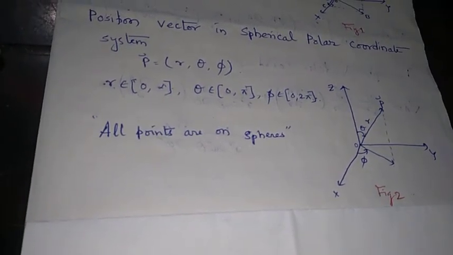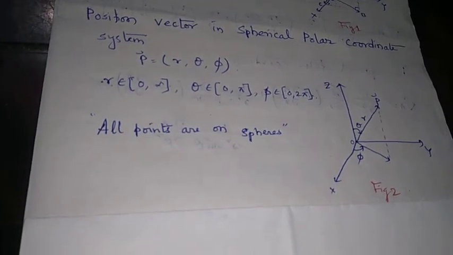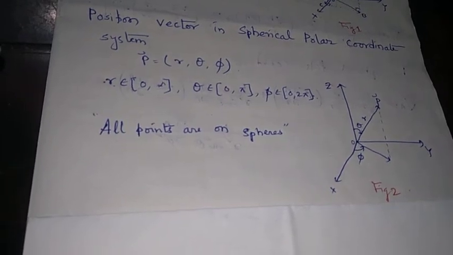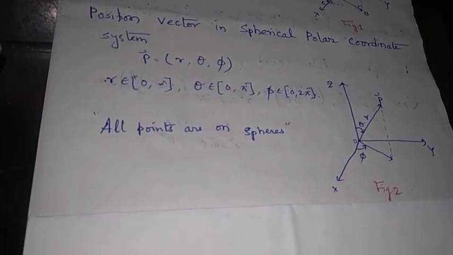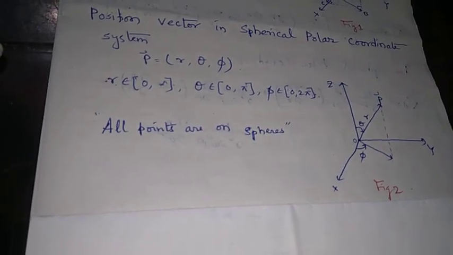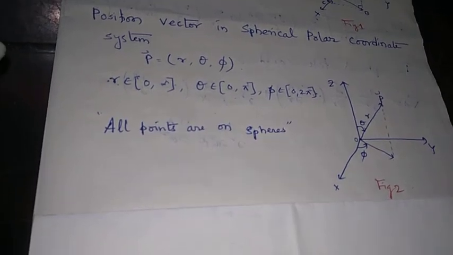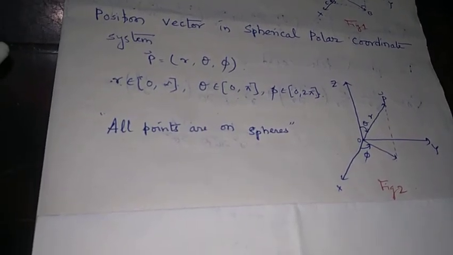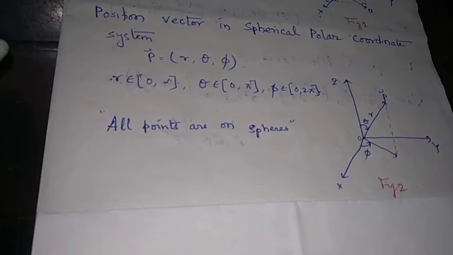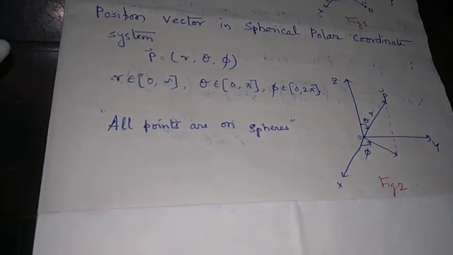Here r can change from 0 to infinity, because we want to give labels for every point in the infinitely long universe. Theta can change from 0 to pi radians, and phi can change from 0 to 2 pi. In this system, any point appears as if it is on a sphere of a specific radius and with specific angles theta and phi.